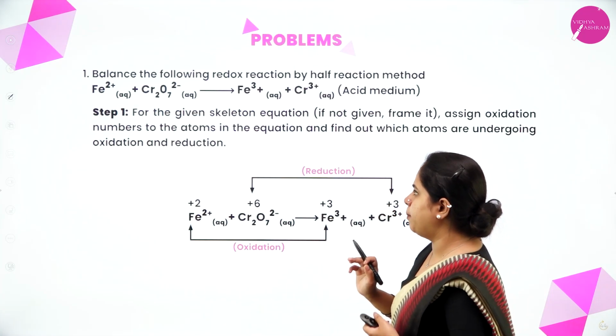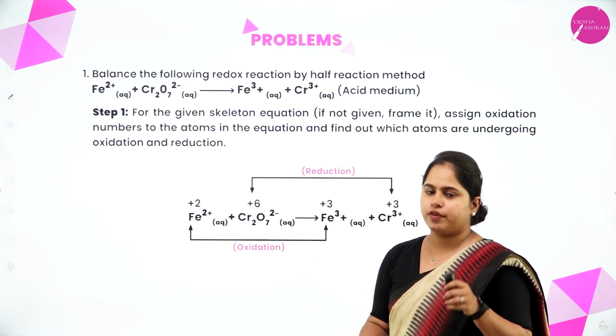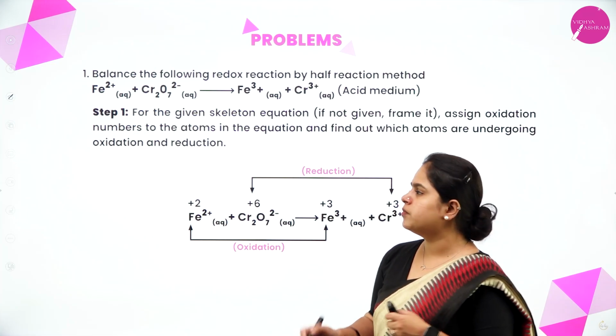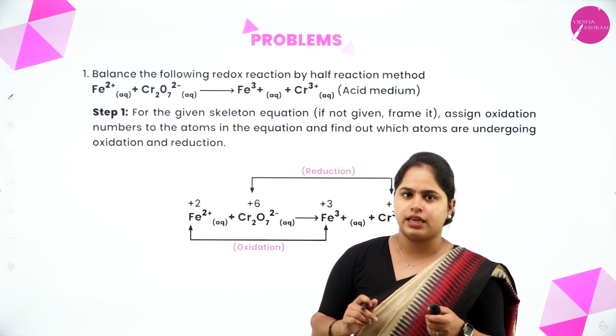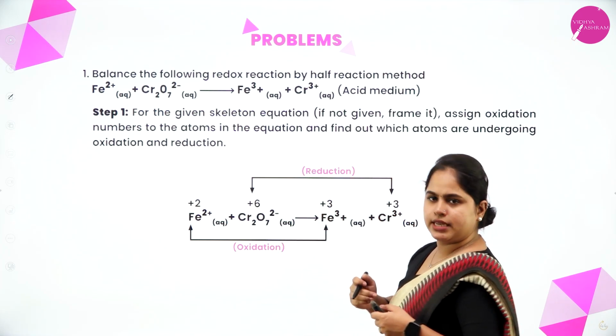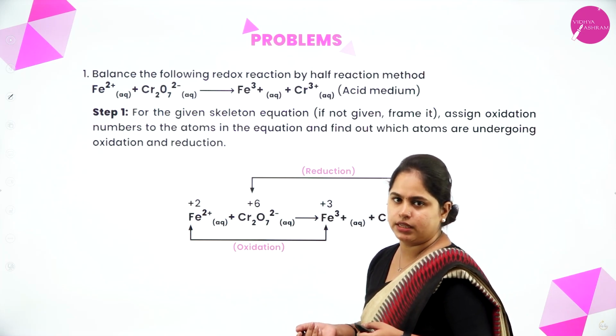Now let's take a problem. Balance the following redox reaction by half reaction method. So we are going to follow the half reaction method. The reaction is already given to you. The first step is to write the skeletal equation, and it's already the skeletal equation itself which is given. Now we have to assign the oxidation numbers in the next step.